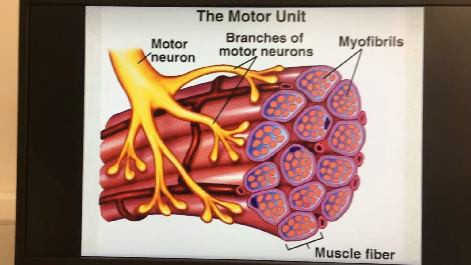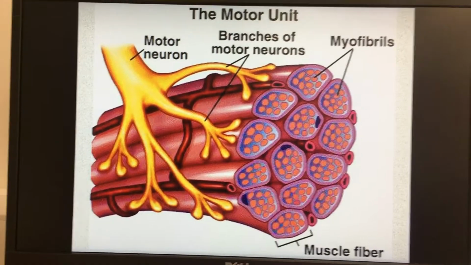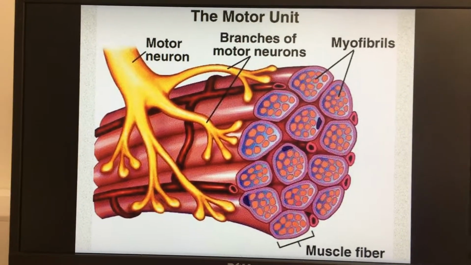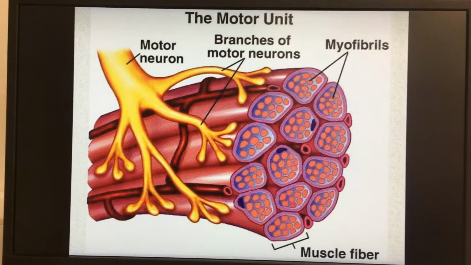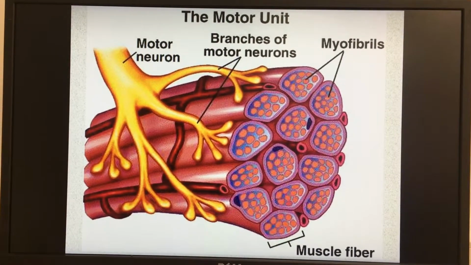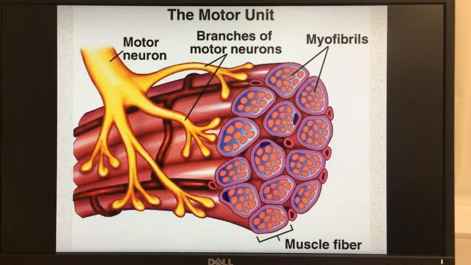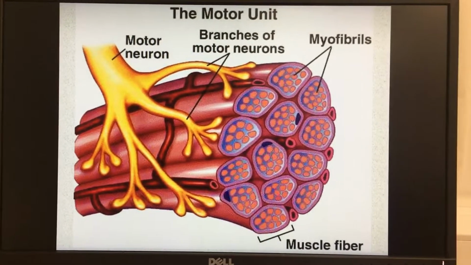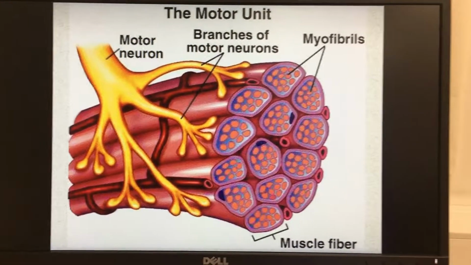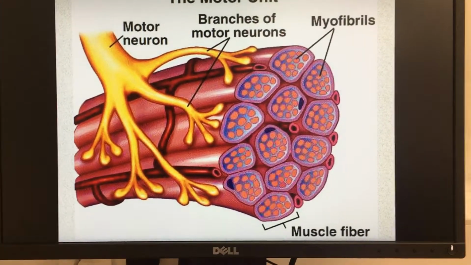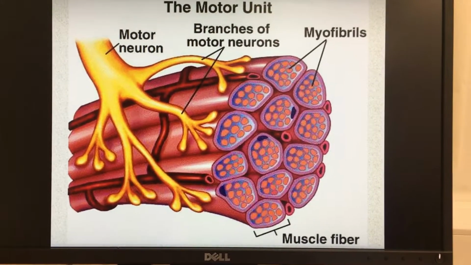And any given muscle might have a number of different motor units within it of different sizes. And that can help us create contractions of different strengths. So we may stimulate a small motor unit in a muscle to create a fine movement. We may stimulate a large motor unit to make a much bigger gross motor movement.